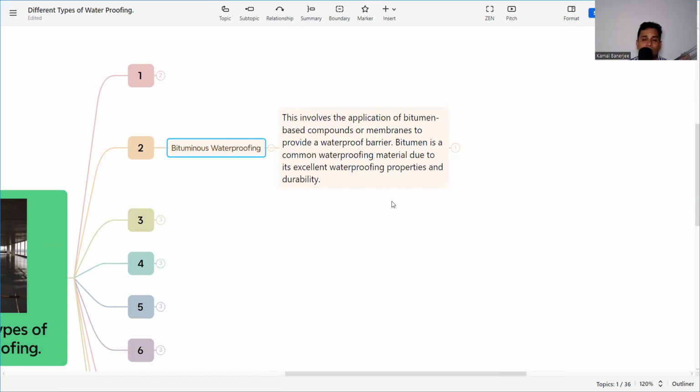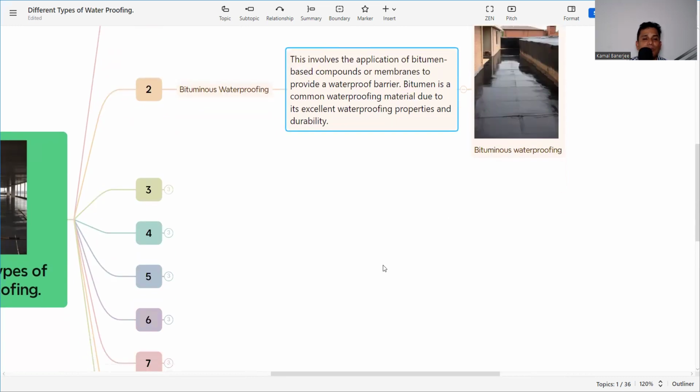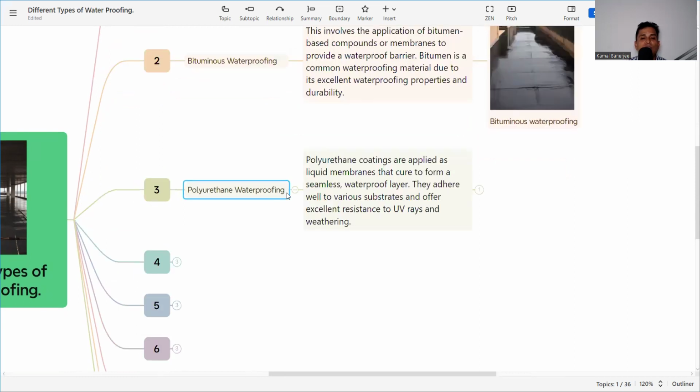In another video, I will discuss what properties are required. But when we apply bitumen-based compounds, the membrane, or it can be compounds either way, that will be bituminous waterproofing. So when bitumen is the main content, it looks like that, the bituminous membrane. Next comes polyurethane waterproofing.